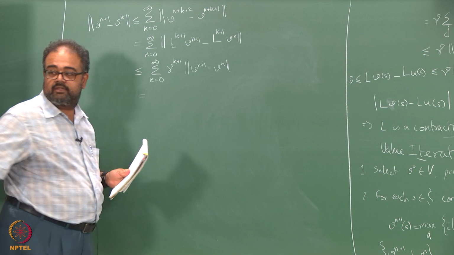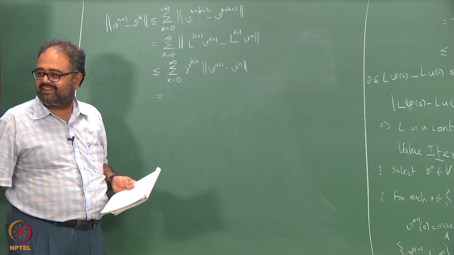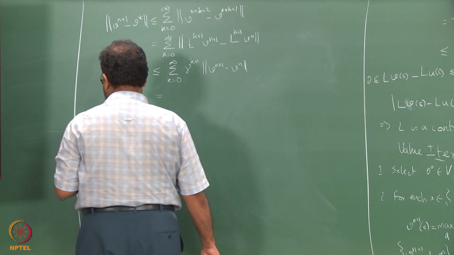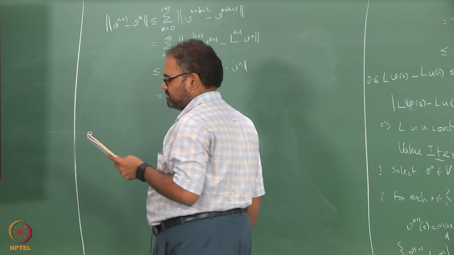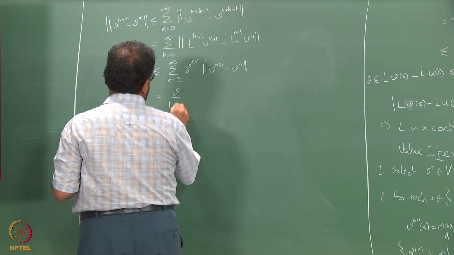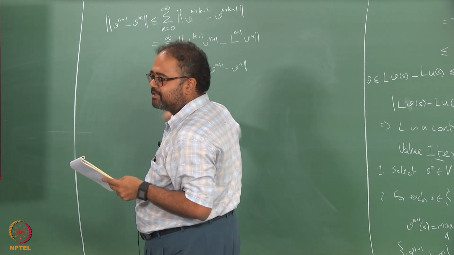So what will this be? You only said it will be a limit of a summation, right? 1 by 1 minus gamma. Gamma by 1 minus gamma. Right, so I need to take one gamma out.